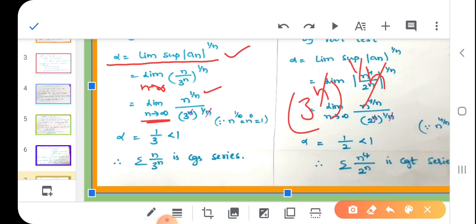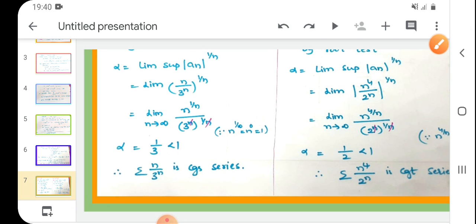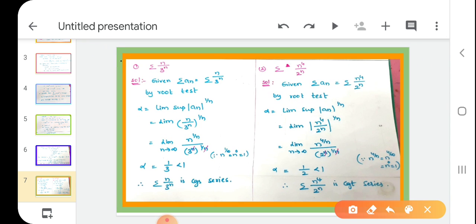Here the n cancels. What is the denominator here? 3. And I put infinity in the power, so I get 1 by infinity, that means 0. So n power 0 is 1. So I get 1 as numerator and 3 as denominator. What is the value of 1/3? Less than 1. If alpha is less than 1, what do we write? The given series is a convergent series.